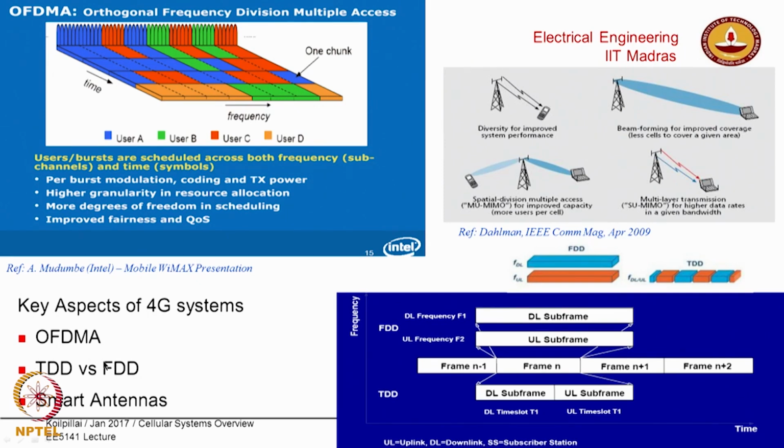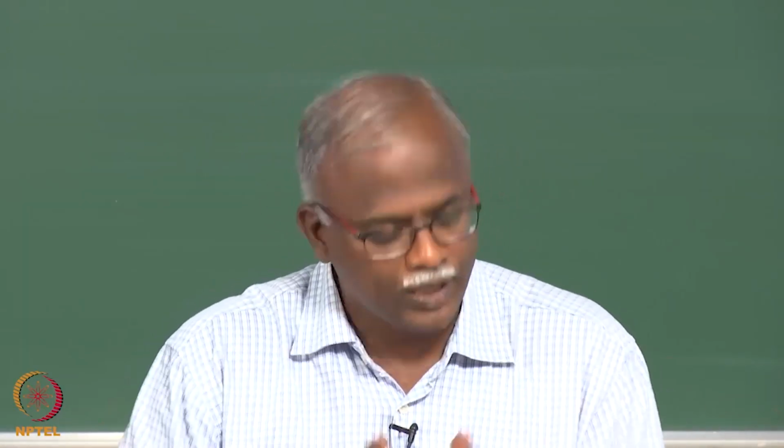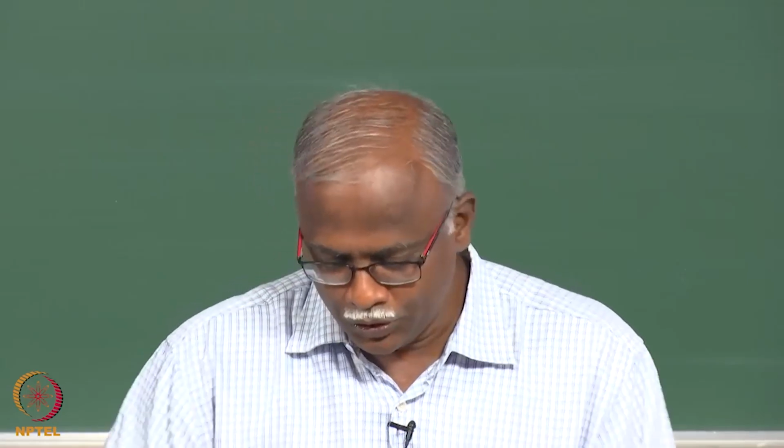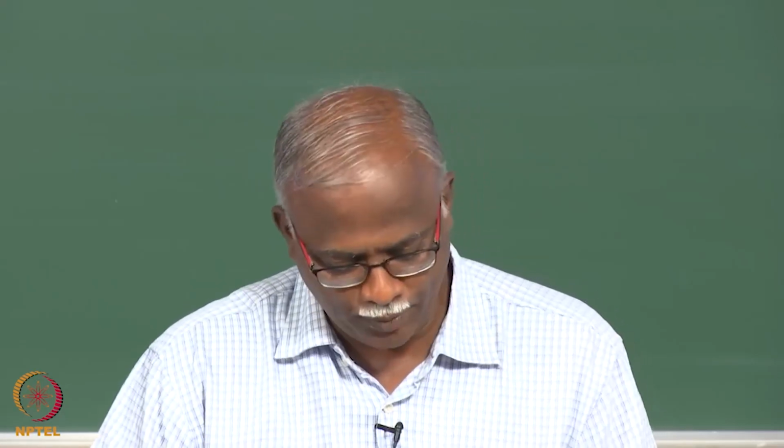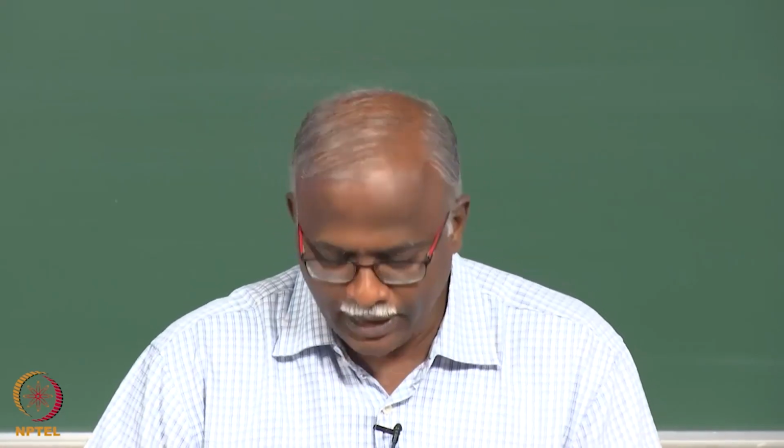The answer is TDD is an option when you don't have much spectrum. You can support both links, both bidirectional links, on a single carrier. You share the carrier between the transmission from the base station to the mobile, and then you switch to the other direction. So basically, in frequency limited environments, TDD is an option, but FDD is probably easier and more widely deployed around the world.